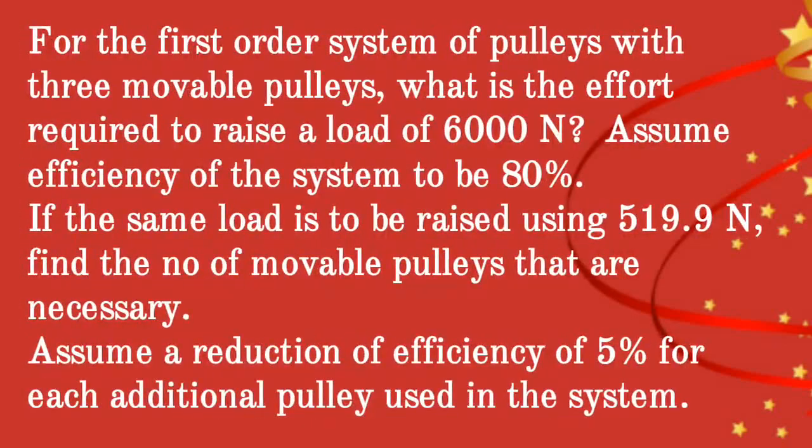Given question: for the first order system of pulleys with 3 movable pulleys, what is the effort required to raise a load of 6000 Newton? Assume efficiency of the system to be 80%. If the same load is to be raised through 519.9 Newton, find the number of movable pulleys that are necessary. Assume a reduction of efficiency of 5% for each additional pulley used in the system.